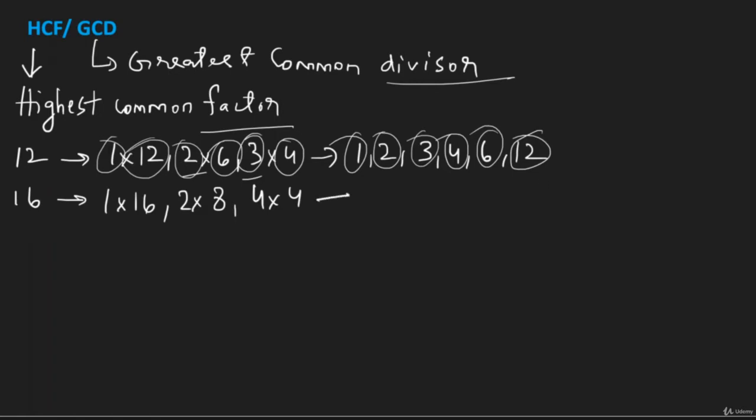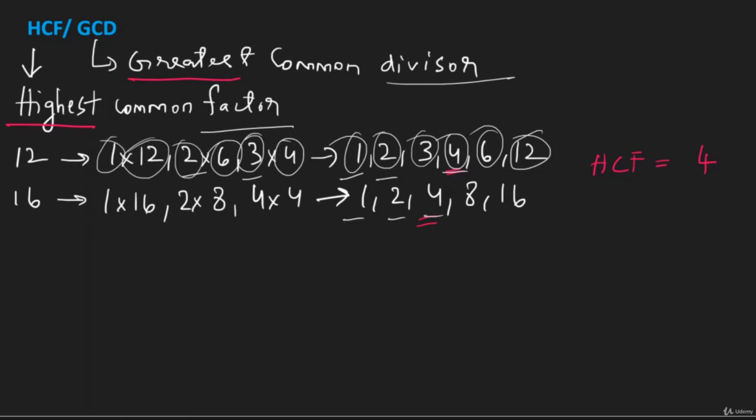Similarly, the factors of 16 are 1, 2, 4, 8 and 16. Now over here you can see that we need to find the highest or the greatest common factor, right? So what are the common factors in both the cases? We have 1, 2, and 4 in both. Among these common factors, which is the highest common factor? You can see that 4 is the highest common factor. Therefore, the HCF or the GCD of 12 and 16 is 4.